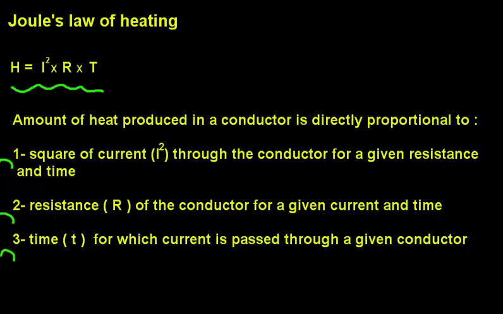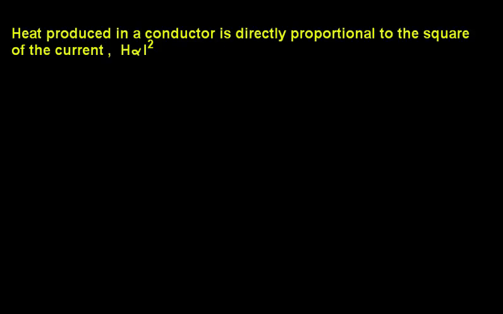And number 3, time for which the current is passed through the given conductor. So we may have H is directly proportional to the square of the current, resistance and time. So we will use this particular relation in order to solve lots of problems in our syllabus. If I talk about the first conclusion, heat produced in a conductor is directly proportional to the square of the current, means H equals I square. So friends, we can use this particular relation.